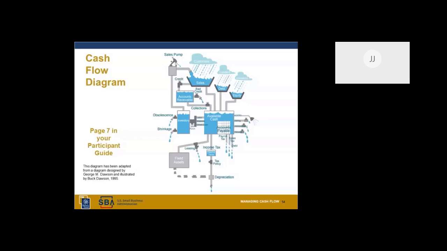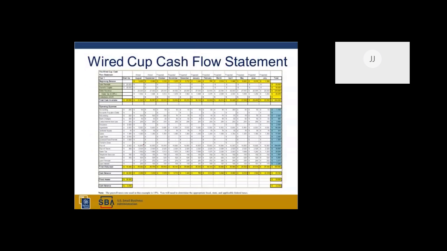So on this next slide here, we are going to take a quick look at the cash flow statement for the wired cut. Now, I realize this cash flow statement is almost impossible to read, so I will refer you to page 35 of the participant guide to follow along and take a look at the cash flow statement there.